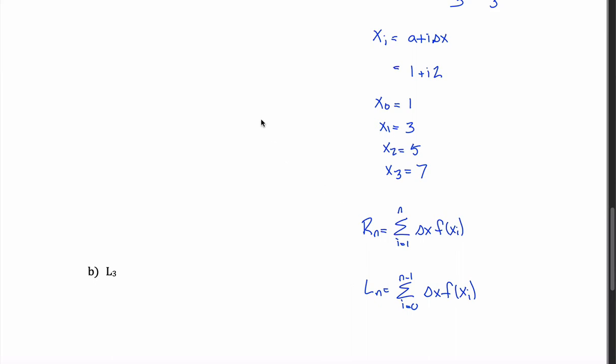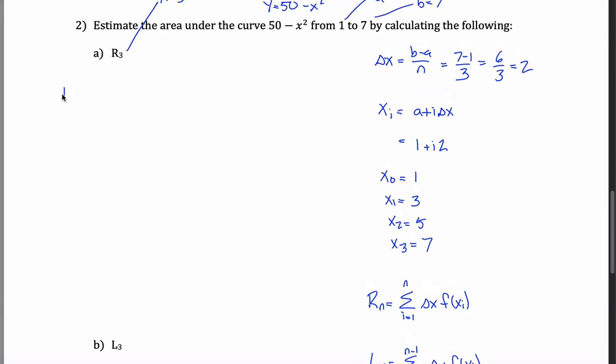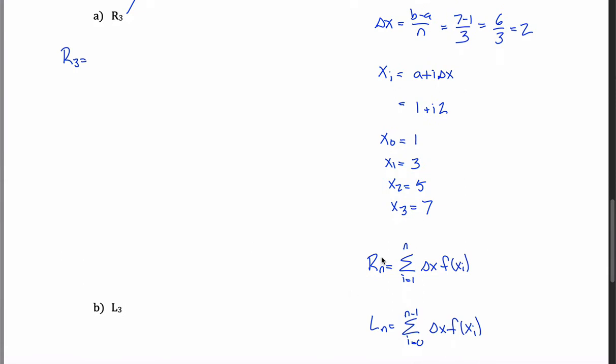So again, you don't have to write all this stuff out, but if you do, it makes it really easy to figure out R3, for example, because I have a formula right here, and all I've got to do is change all the n's into 3's in this formula, and I'm good. So it's the sum from i equals 1 up to 3 of delta x, which I know is equal to the number 2, times f of xi.